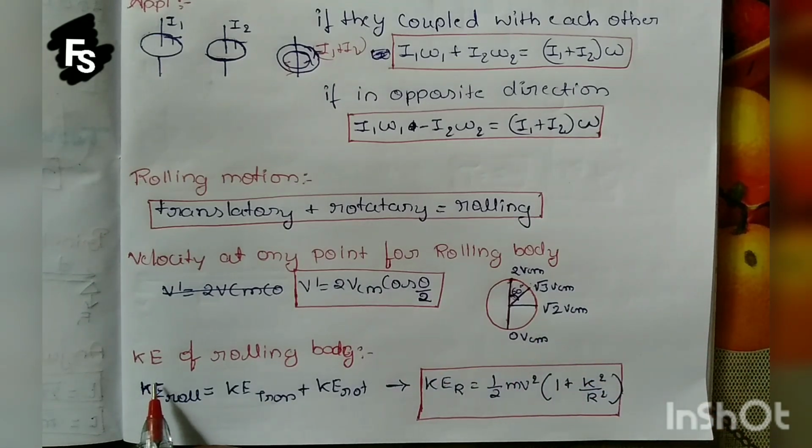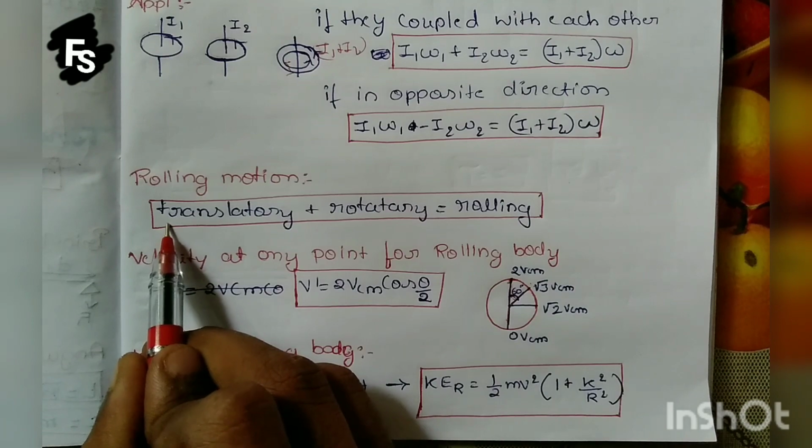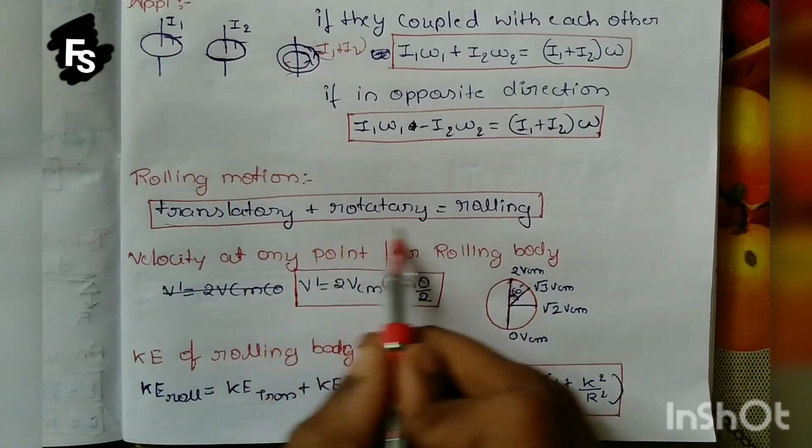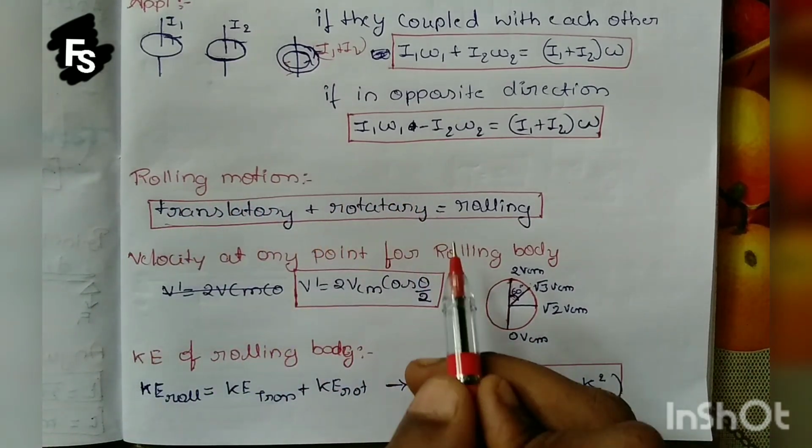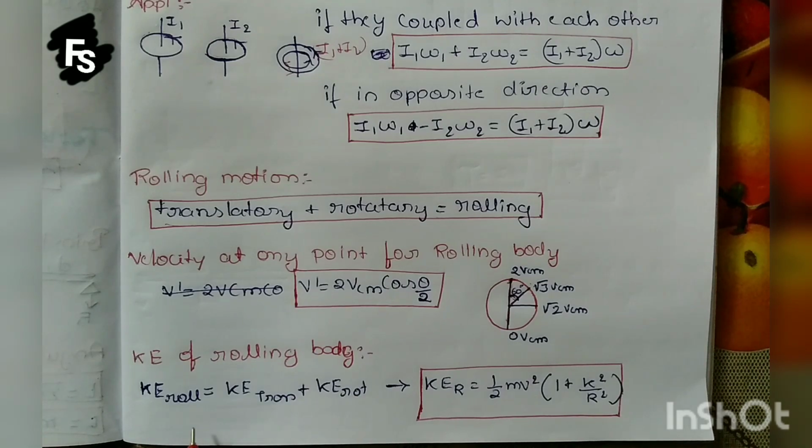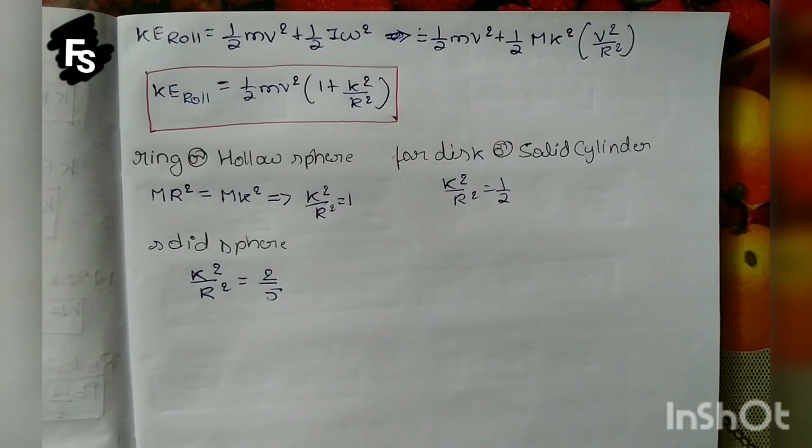Next, kinetic energy of a rolling body. How to find it? Kinetic energy of a rolling body means we have to add the kinetic energy of translatory motion and the kinetic energy of rotatory motion. Then we get the kinetic energy of rolling motion: 1 by 2 mv square into 1 plus k square by r square.